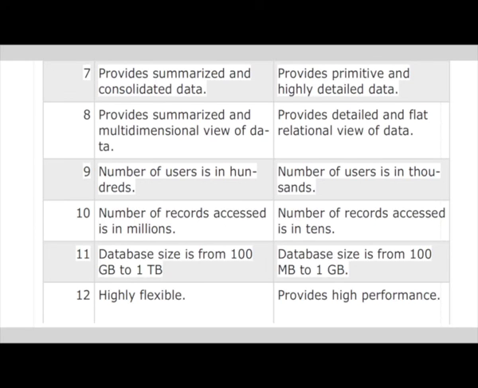Number of users is in hundreds in case of OLAP. Number of users is in thousands in case of OLTP. In case of OLAP, number of records accessed is in millions. In OLTP, number of records accessed is in tens. OLAP database size is from 100 gigabytes to 1 terabyte, whereas in case of OLTP, database size is from 100 MB to 1 gigabyte. OLAP is highly flexible, but OLTP provides high performance.